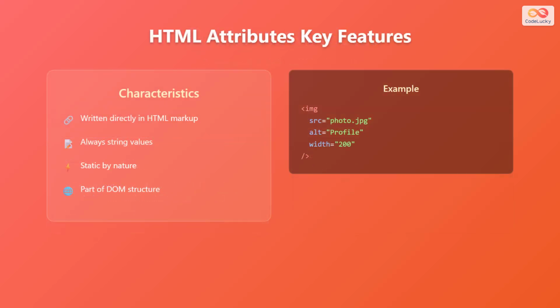HTML attributes have certain characteristics. They are written directly in HTML markup. They always have string values. They are static by nature, meaning their values don't change without direct manipulation of the HTML. Also, they are part of the document object model structure. As an example, the image tag has attributes such as source, with the value photo.jpg, alternative text with the value profile, and width with the value 200.